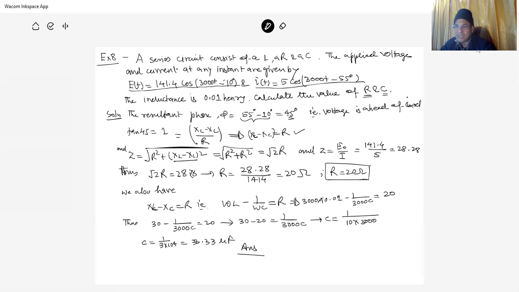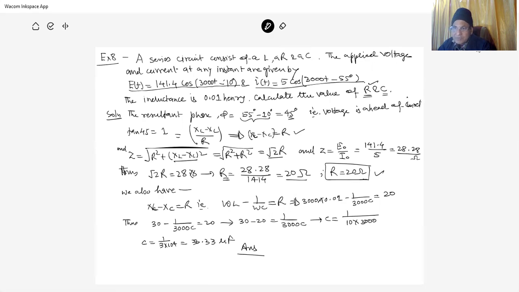So Z is equal to root of R square plus R square, so root 2 R, and Z is E by I. E is given as 141.4 upon 5, where 5 is the I amplitude, I naught. So this is 28.28 ohm. Thus root 2 R is 28.28. So the value of R is 20 ohm. So the resistance is 20 ohm.